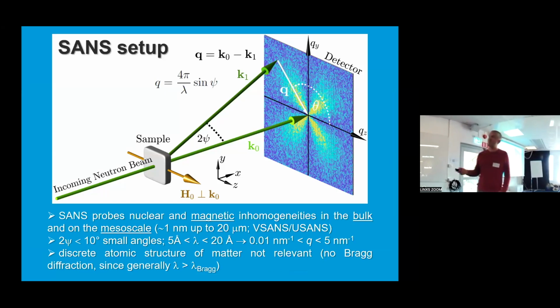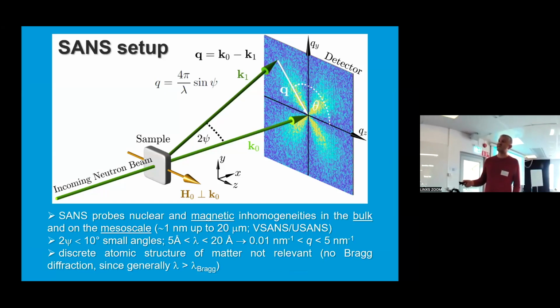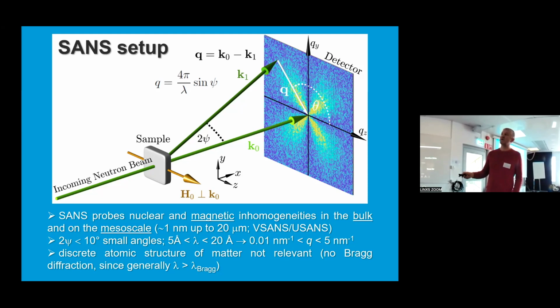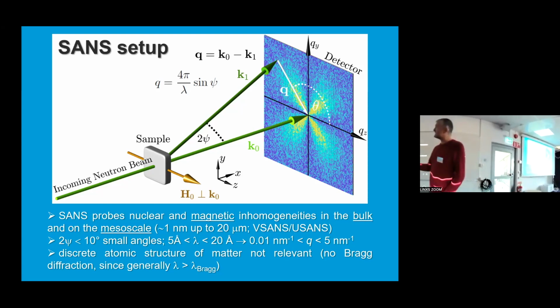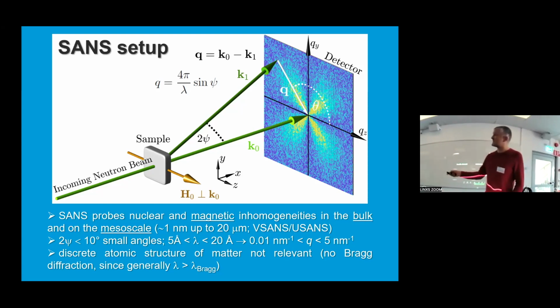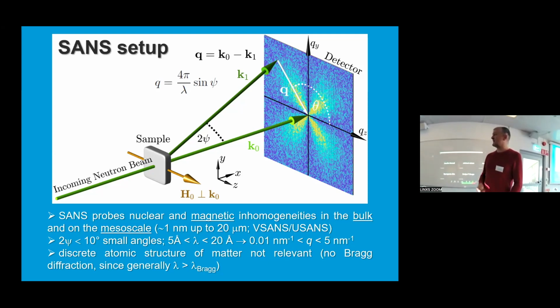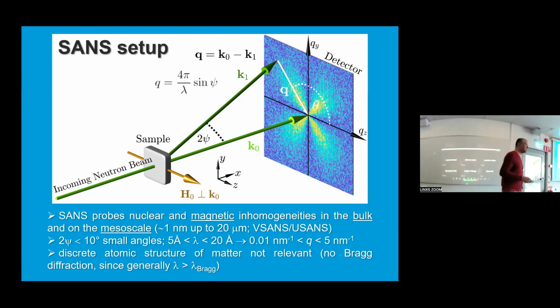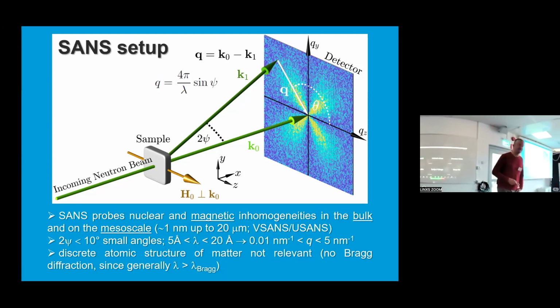That's the setup that we typically use. You have the sample, the incoming beam, then a two-dimensional detector behind it. The scattering angle is typically a small one, below 10 degrees. The wavelengths that we use are in the 5 to 20 angstrom regime. If you insert all these numbers into the elastic expression for the scattering vector, this translates into 10 to the -2 to roughly 5 nanometer to the -1. In real space, that's a scale of a few nanometers up to 100 or 200 nanometers.